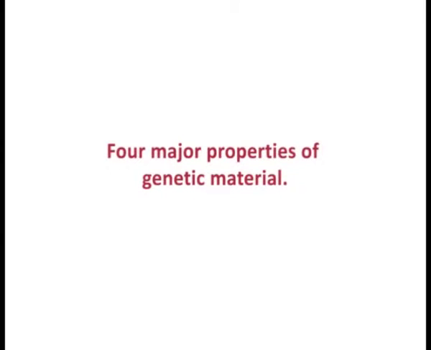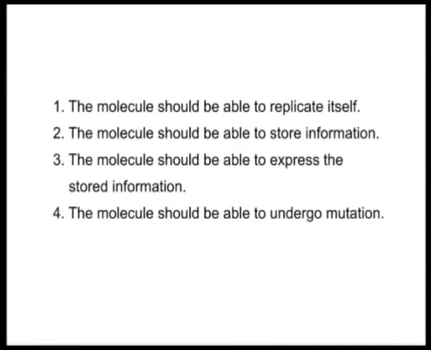As we know, evolution is possible due to heritable traits and variation. There are four major properties that a genetic material should possess: the molecule should be able to replicate itself, store information, express the stored information, and undergo mutation. Apart from these four main properties, the genetic material should be chemically and structurally stable.